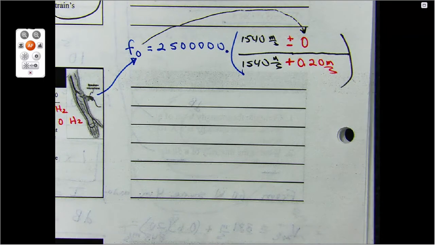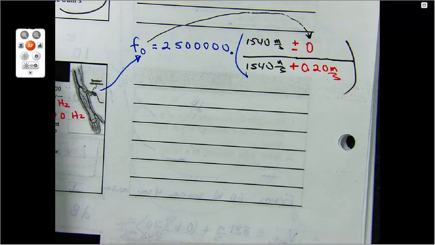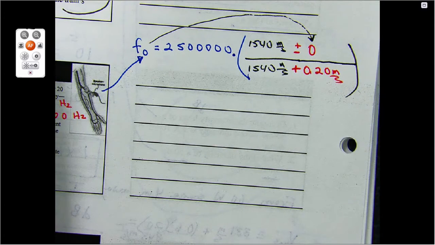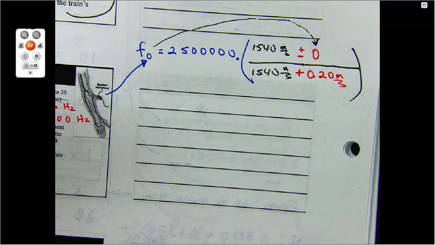So what do we get for that? 2.5 to the 6th times 1540 divided by 1540 plus 0.2. I get 24,99675.